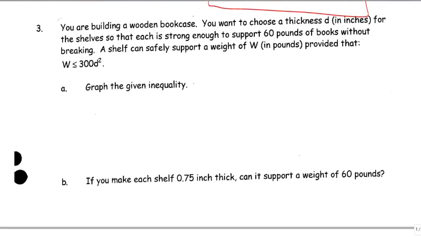You're building a wooden bookcase. But you want to choose a thickness, D, for the shelves so that each is strong enough to support 60 pounds of books without breaking. So, it says graph the inequality.